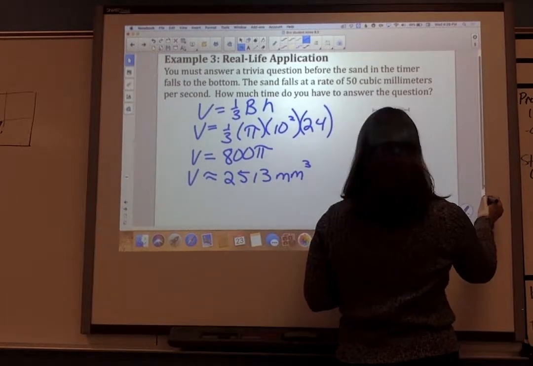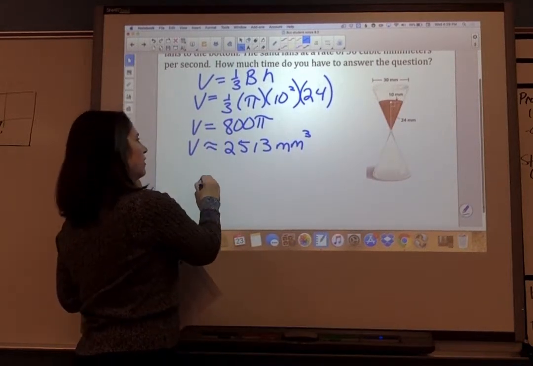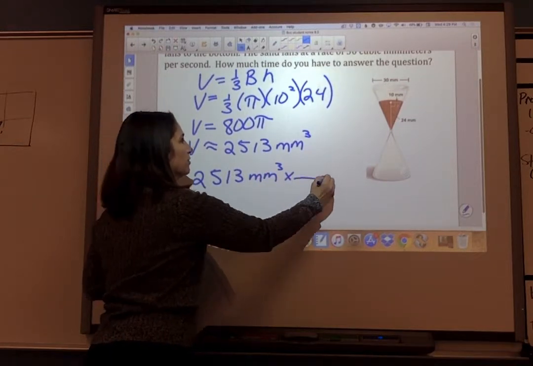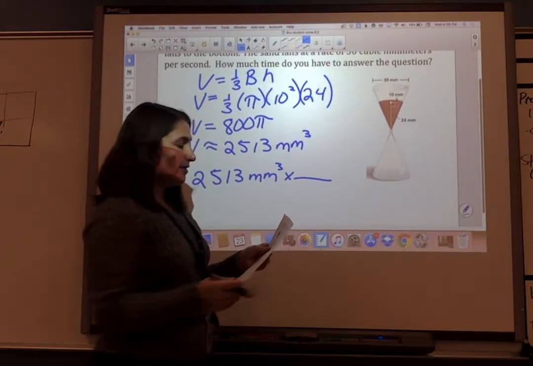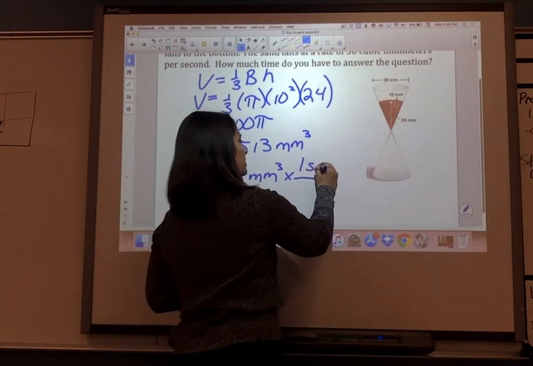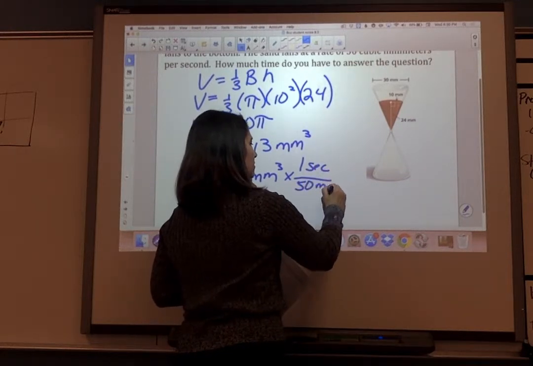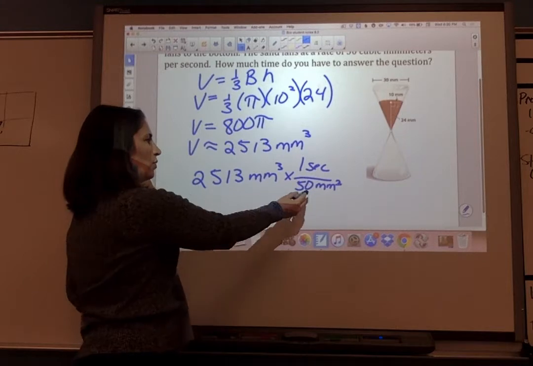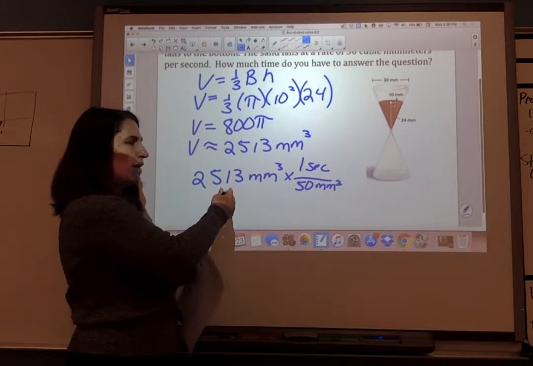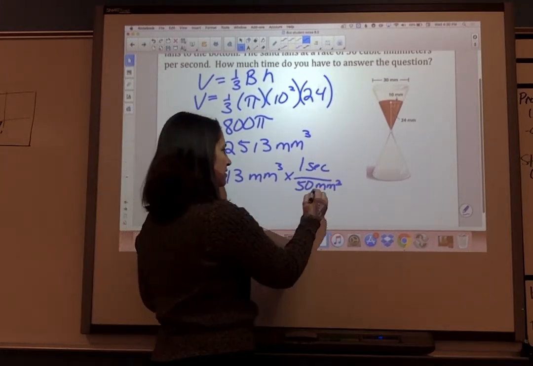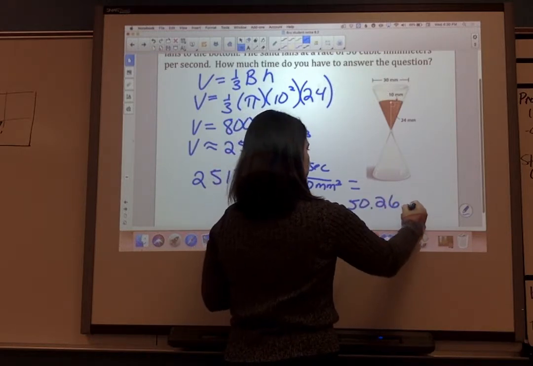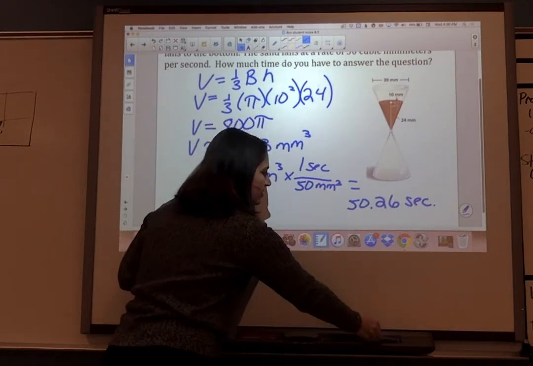Now, we need to figure out how long that will take to fall. So we'll use our volume of 2,513 cubic millimeters, and we're told that this sand falls at a rate of 50 cubic millimeters per second. So every 1 second, we have 50 cubic millimeters. We want the cubic millimeters to be in the denominator, so that cancels out. So that means we're dividing 2,513 divided by 50, and it's about 50.26 seconds that we have to answer that question.